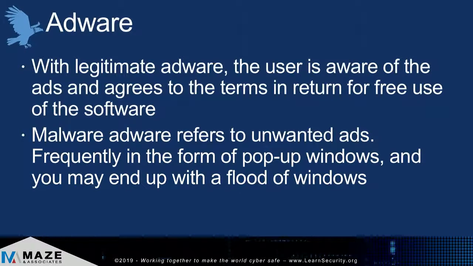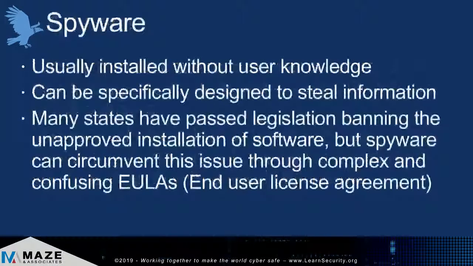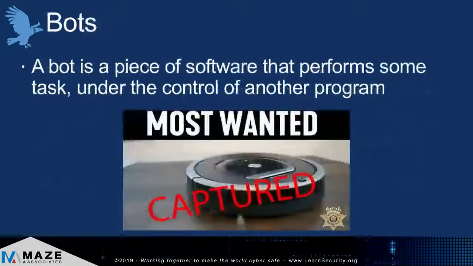And then we have bots, the next type of thing that we have. You might have heard of a bot, and we're not talking necessarily about your vacuum cleaner. We're talking about a piece of software that performs a task, but it's under control of another program. It typically listens on the internet to a chat channel or something, and then it will execute whatever commands it's sent. So there's a command and control structure that is set up for it.